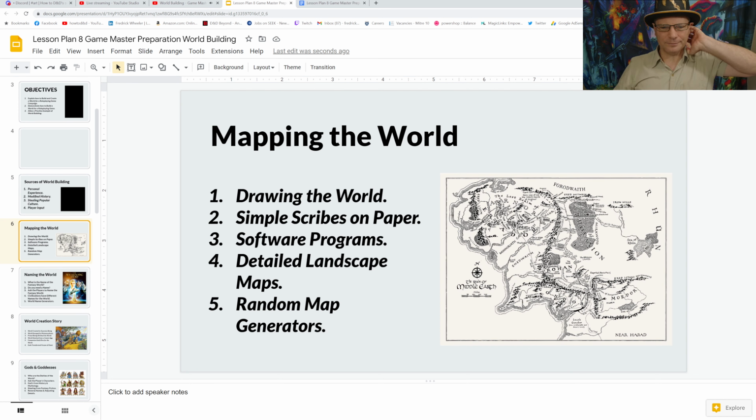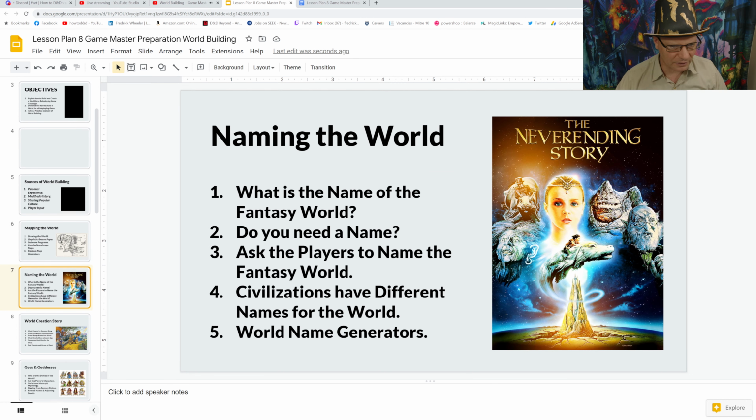Now, Middle Earth. Middle Earth is definitely IP that's owned by somebody else. But under fair use, I'm actually fine with leaving the Middle Earth map there. If people feel that I should take it out and replace it, then I will. But it doesn't belong to Wizards of the Coast, so I don't feel like I'm promoting them. Mapping the world, drawing the world, simple scribbles on paper, software programs, detailed map, landscape maps, random map generators. All of this is very generic. I think we're fine. I'm going to leave that whole slide there. It is perfectly fine as it is.